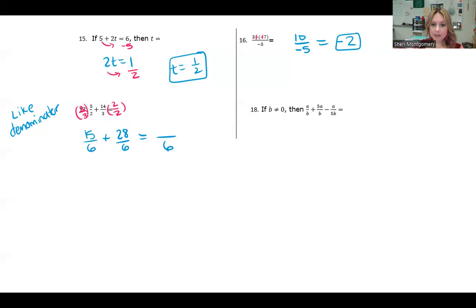Eight and 5 is 13. Add the 1, 2, 3, 4. 43. Does that reduce? No, because 6 times 7 is 42, so that does not reduce.